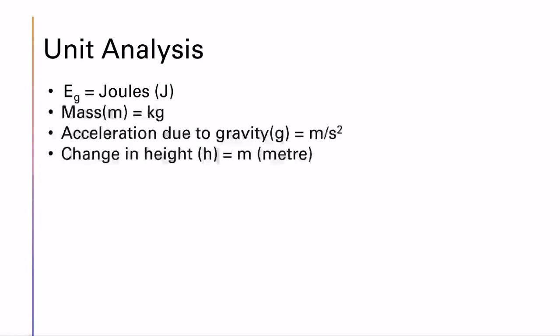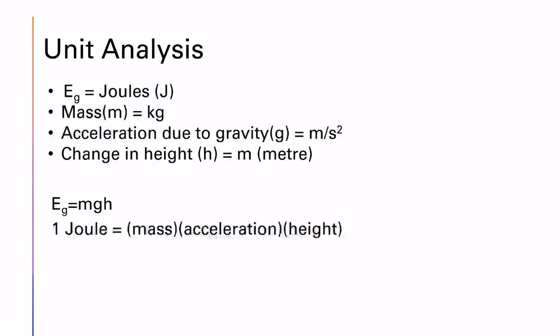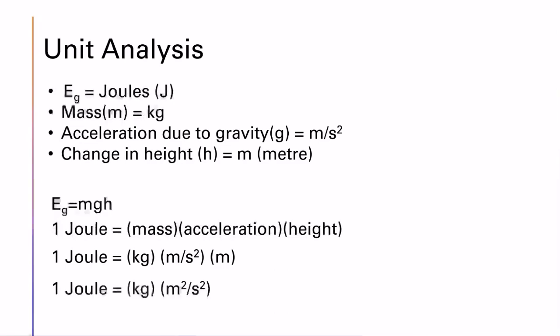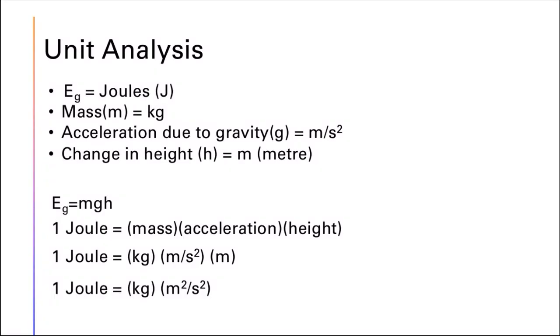Let's take a look at the equation and analyze the units. The equation is Eg equals mgh, and Eg is measured in joules. So it's 1 joule equals mass times acceleration times height. 1 joule equals 1 kilogram times meters per second squared times meters. And then 1 joule equals 1 kilogram times meters squared per second squared. And another way of saying a joule is this, proving that Eg is measured in joules.